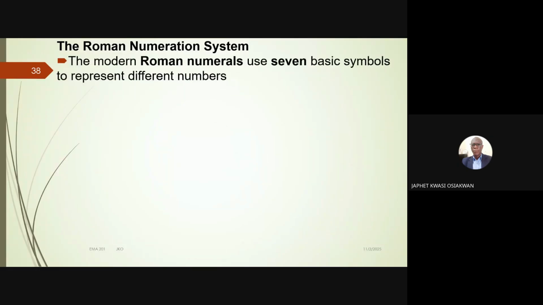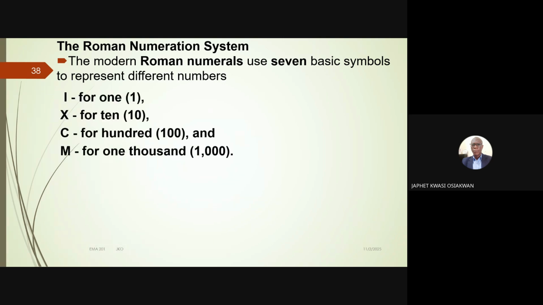The Roman numeration uses 7 basic symbols to represent different numbers. If you have any question, you can draw my attention, please. What are these 7 basic symbols? If you have your jotter there, write them down because I'll be asking you questions. The I for 1, the X for 10, C for 100, M for 1,000. Please write them down.